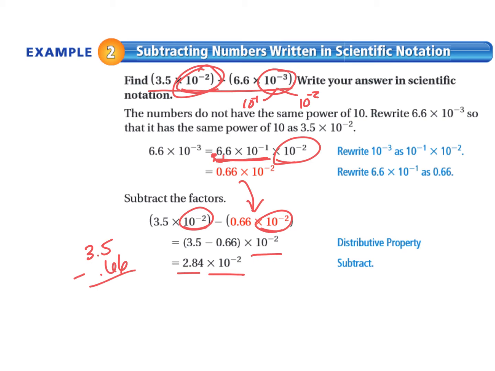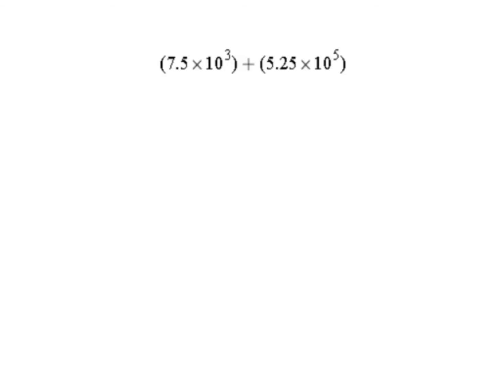So let's do one example together. Here we have an addition problem where the powers of 10 are different. So I'm going to take the power of 5. I'm going to make it 10 to the power of 3, so it's similar to the one we have up there, times 10 to the power of 2, because 3 plus 2 equals 5. So I'm going to take my factor. I'm keeping this one. I'm going to bring the next one down.